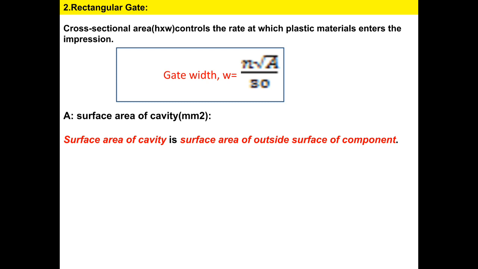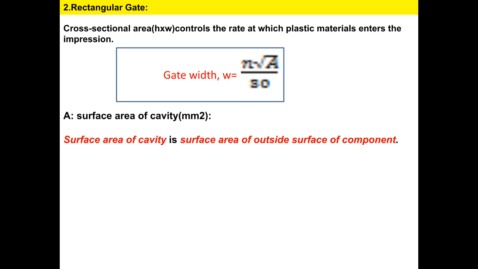W is equal to N under root A upon 30. So from this formula you can find out the gate width, where N is the material constant, A is the surface area of the cavity, that is in mm square. Surface area of the cavity is nothing but the surface area of the outside surface of the component.